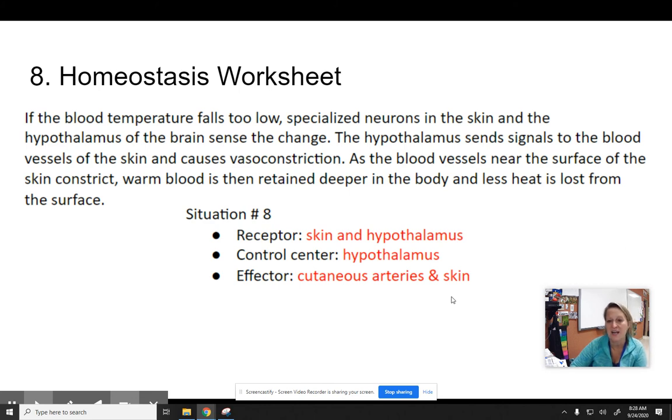So the receptor again is the skin and the hypothalamus, and the control center is the hypothalamus, and the effector again is the arteries in the skin, but it's the opposite situation. So both heat and cold correction would be negative feedback.